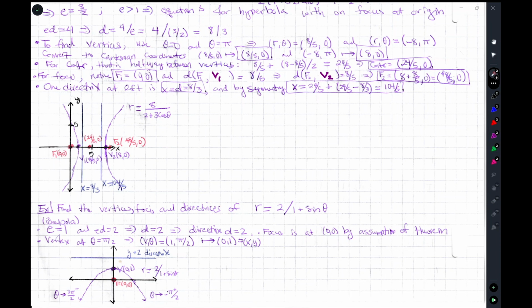And for the vertices, we plug in theta equals pi over 2, which should give us the vertices for this parabola opening downward. And plugging in theta equals pi over 2, we get 1. And converting that to Cartesian coordinates, we get 0, 1. And there goes the relevant parameters there for this equation.